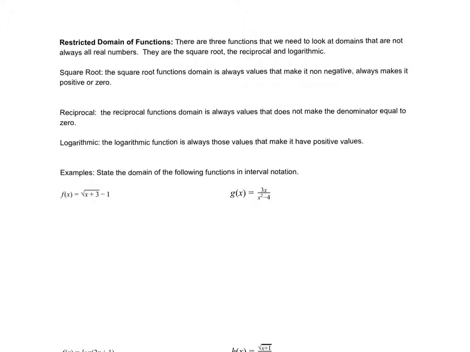The square root function's domain is always values that make it non-negative. So the expression under the square root must always be greater than or equal to 0. It can't be less than 0. It can be equal to 0, it can be greater than 0, but it cannot be less than 0. And the reason is if I take a square root of a negative number, that doesn't give us a real value. It gives us an imaginary value, but not a real valued solution.